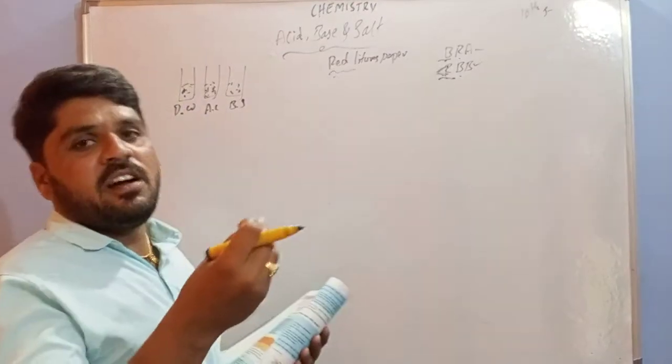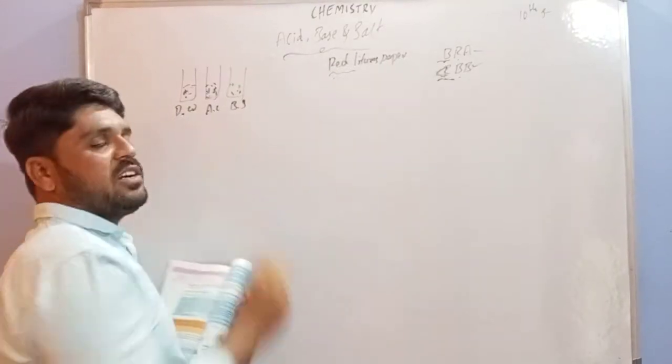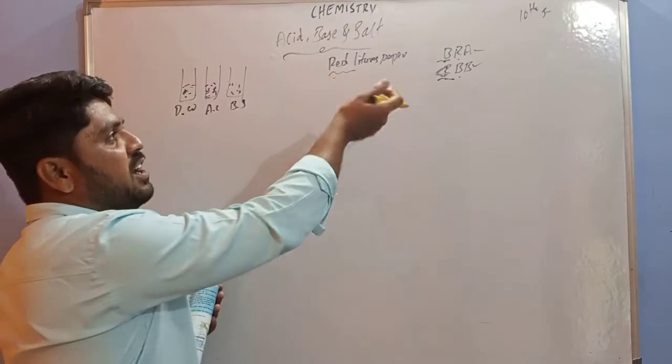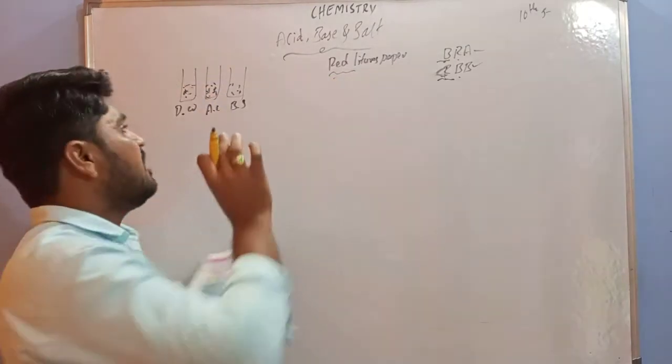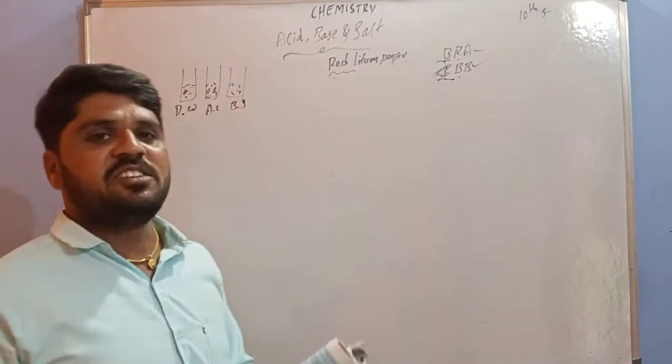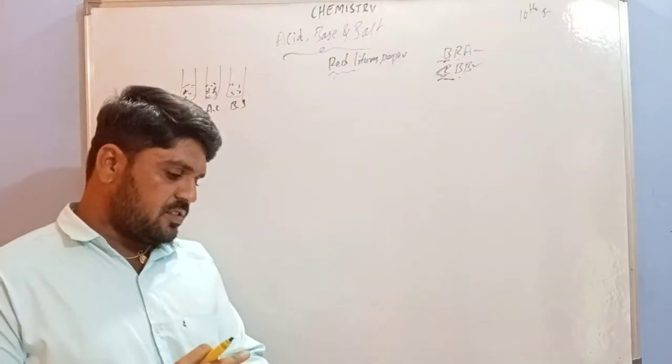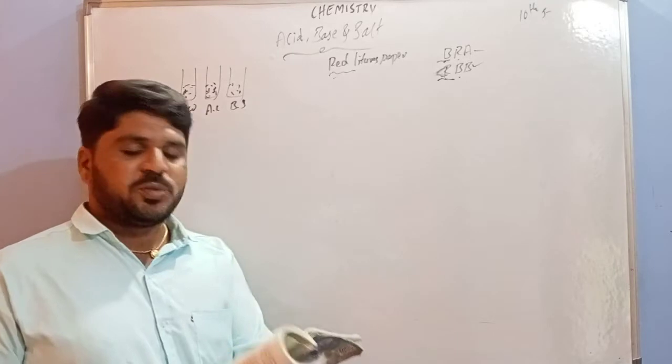So one more is there now. How can we identify the distilled water? That means there is no change in red litmus paper and blue litmus paper. That is how we identify distilled water. Okay. The next questions, page number 22.